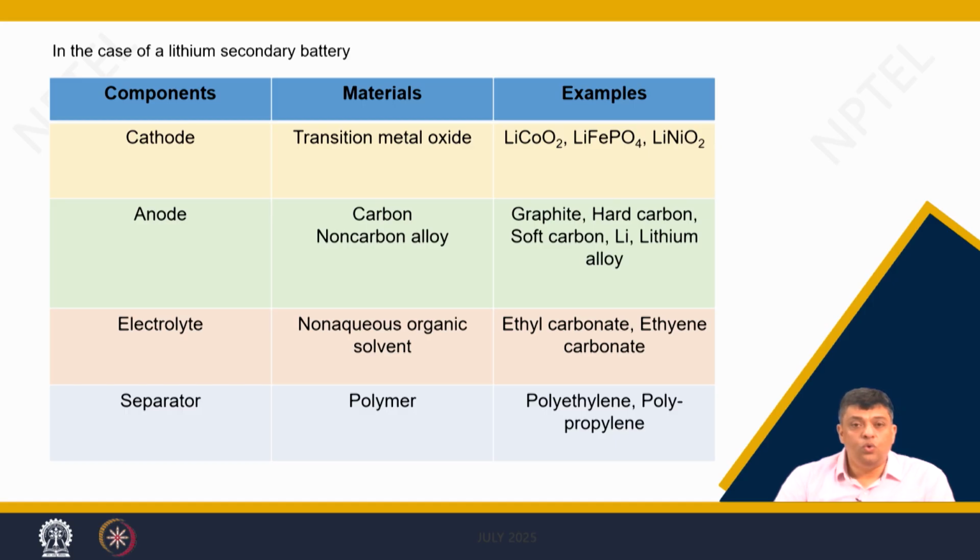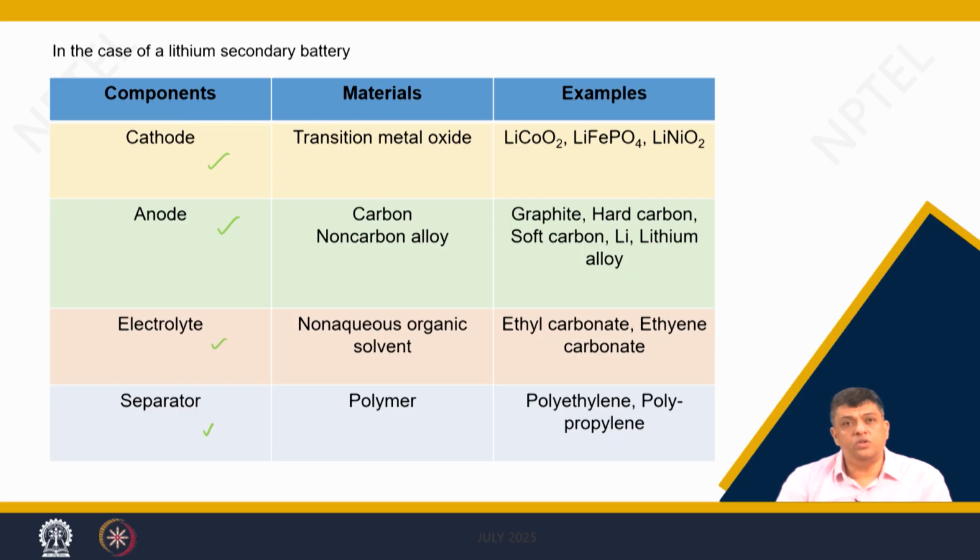Hence, if you have a certain requirement of energy and power density in a given system, please choose the battery which gives you the ratings as per your requirement, because that can only be fulfilled by a certain set of combinations of cathode, anode, electrolyte and separator.